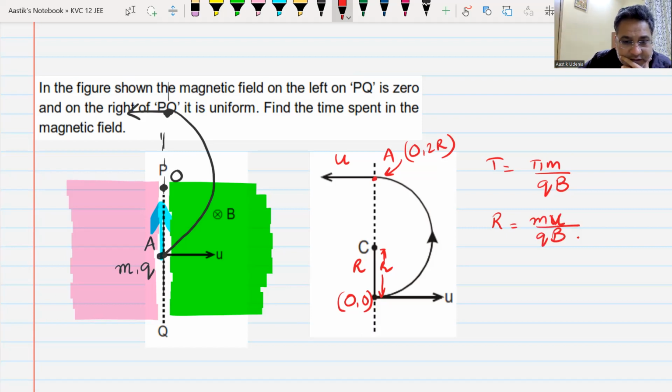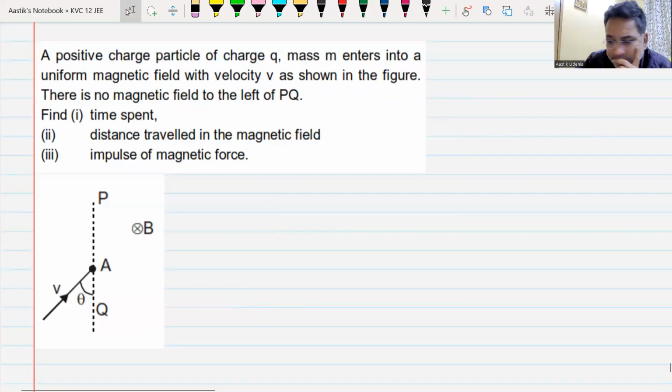A similar question is there in your HCV. The HCV one is small, so I have to magnify it and it looks bad. So I'm just showing you it from a different source, my sheets. A positive charged particle of charge q and mass m enters a uniform magnetic field with velocity v as shown in the figure. There is a slight difference from the previous question: here it is entering at an angle, while there it was entering perpendicularly. On the left hand side of PQ, there is no magnetic field, and on the right hand side of PQ, there is a uniform magnetic field B.